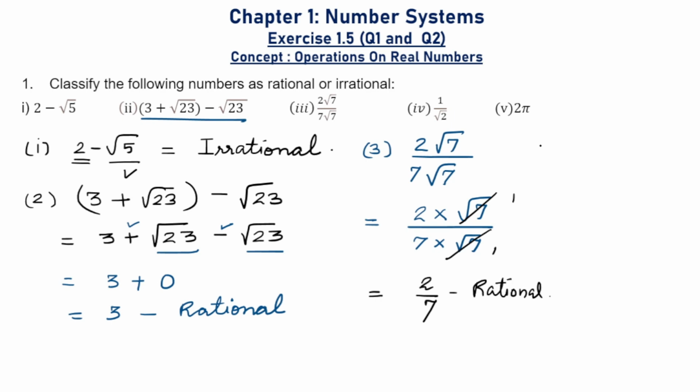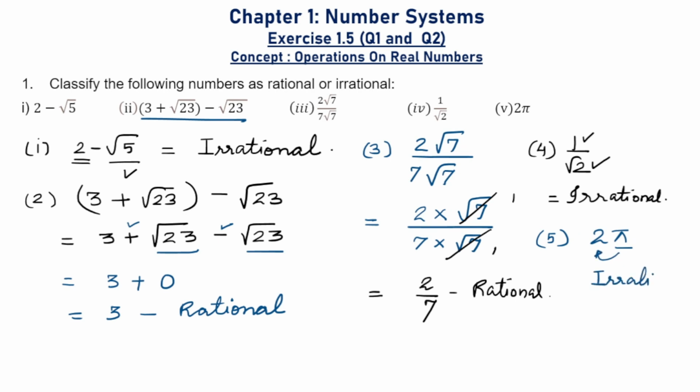Now let us do the next question, which is question number 4. So question number 4 is 1 upon root 2. We all know that root 2 is an irrational value. So whenever a rational value is to be divided by an irrational value, the quotient will always be an irrational number. Now coming to the last one, question number 5. So question number 5 is 2 pi. We all know that pi is an irrational number and double of pi will also be an irrational number.